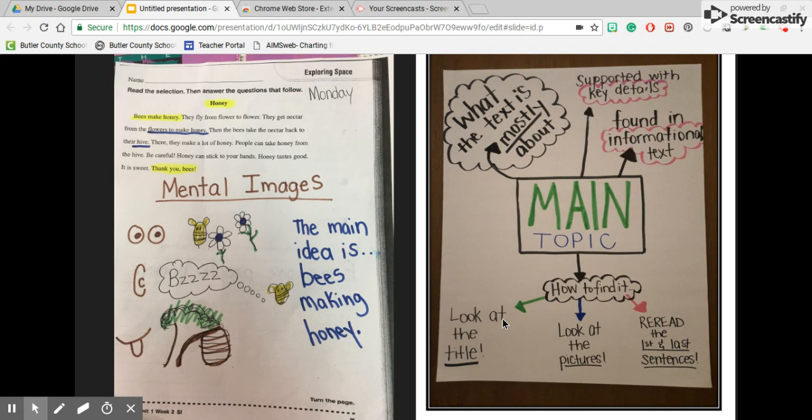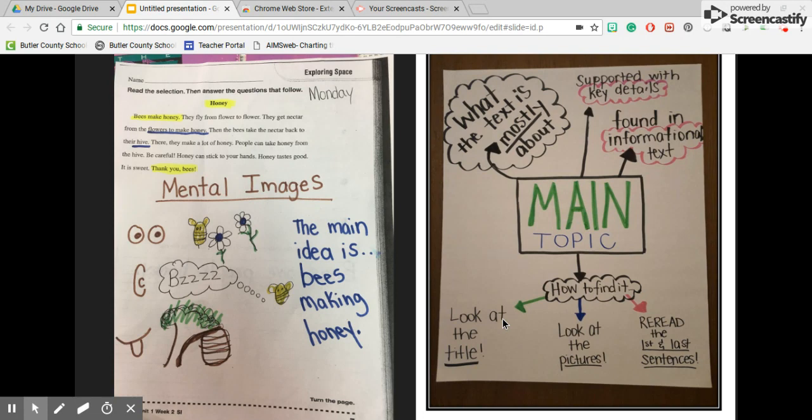So, the first thing that I want to do is introduce the topic, and so I created a PowerPoint. And this PowerPoint has an anchor chart and an example of what we did today in class. So let's take a look at the anchor chart.